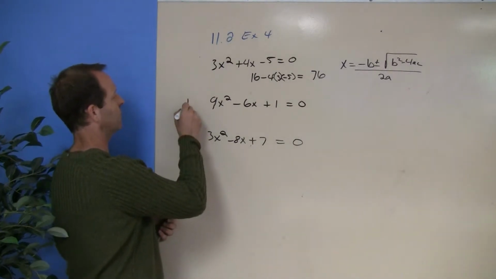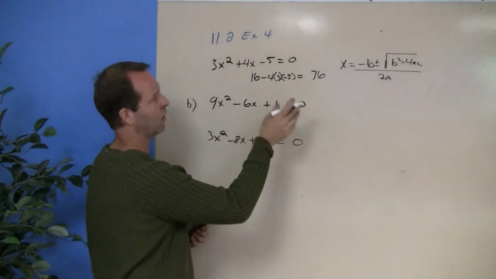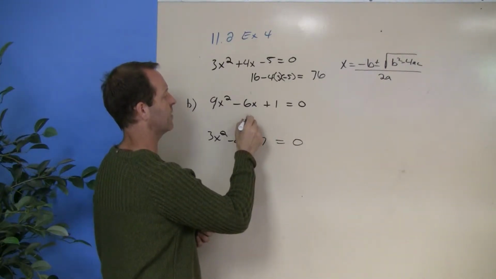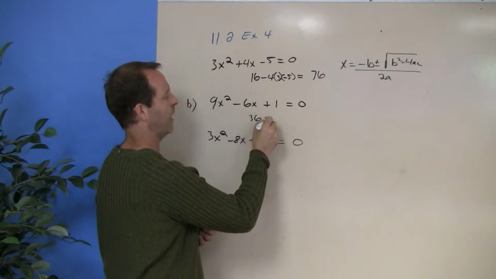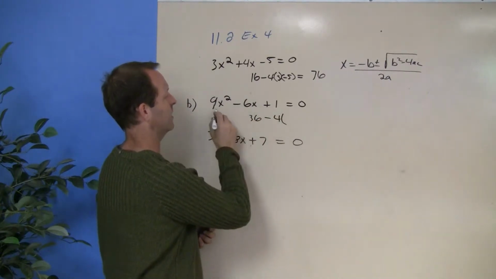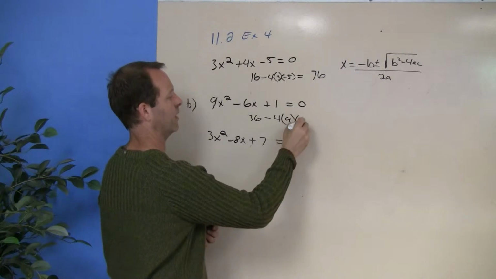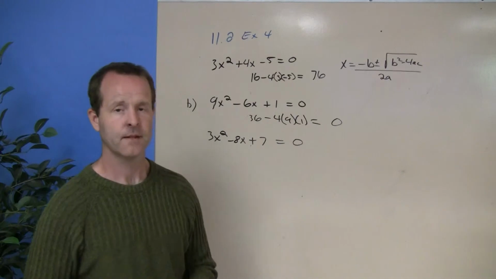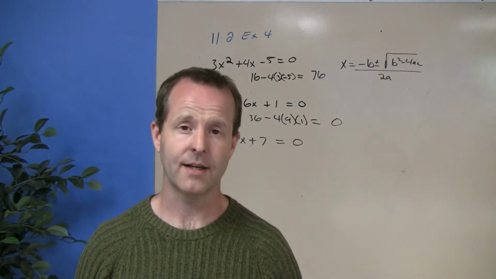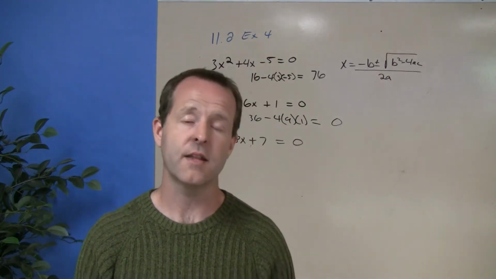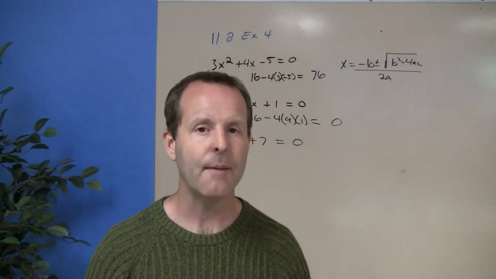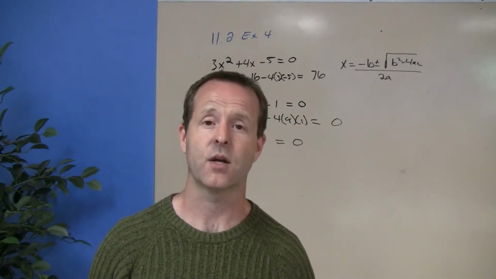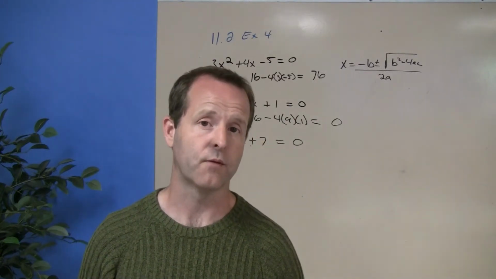In the second example, let's just find the discriminant. So this becomes b squared, negative 6 squared is 36, minus 4 times 9 times 1. 36 minus 36 equals 0. So in my quadratic formula, I'm going to have the square root of 0, or essentially the square root disappears. When that happens, that tells me that I will have 1 solution. So when the discriminant is 0, I'll have 1 solution for the quadratic.